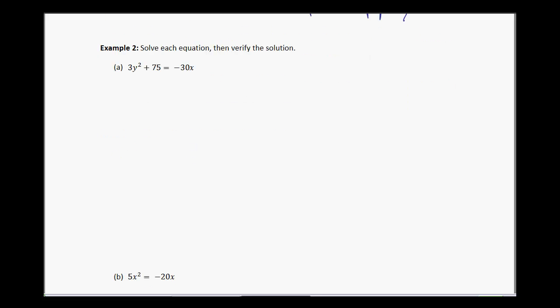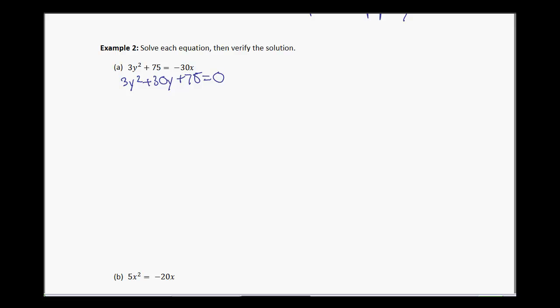Example 2. Solve each equation, then verify the solution. Part A. 3y squared plus 75 equals negative 30y. Well, let's set this equation equal to 0 first. So we have 3y squared plus 30y plus 75 equals 0. Now we have a quadratic equation.